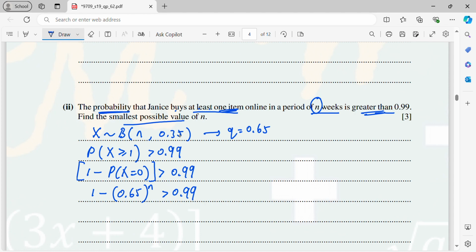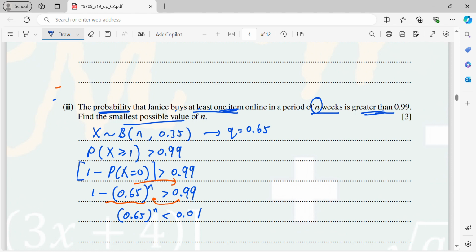So this negative 0.65 to the power n, I will move to the other side to make it positive, and this 0.99 moves to the left side. So when I move the 0.65 to the power n to the other side, that is basically read from the right side. Okay, so you will be getting 0.65 to the power n, now it's less than because it has been moved to the right side. Then 1 minus 0.99 is basically 0.01.